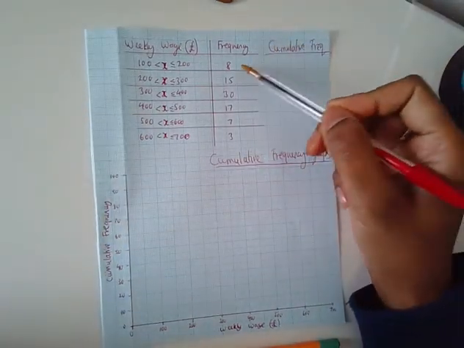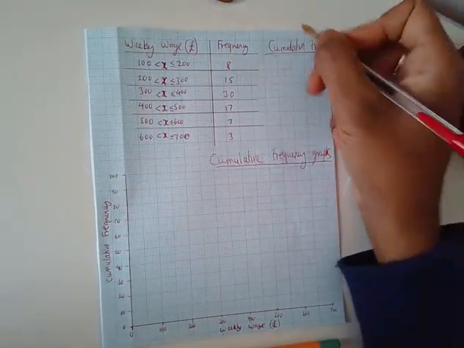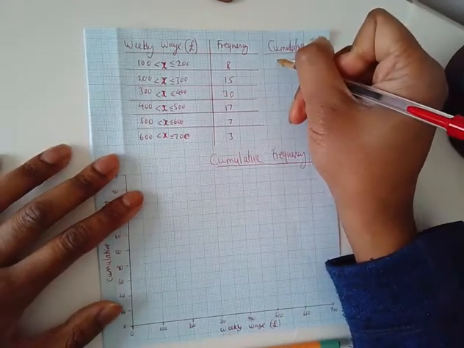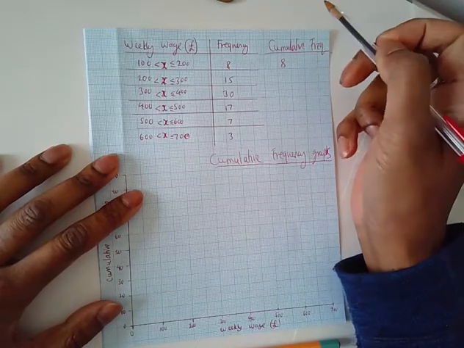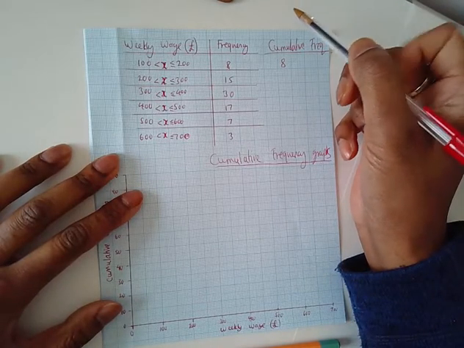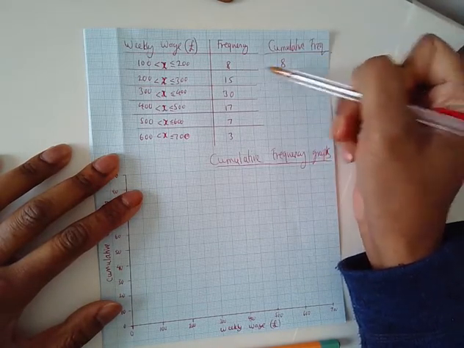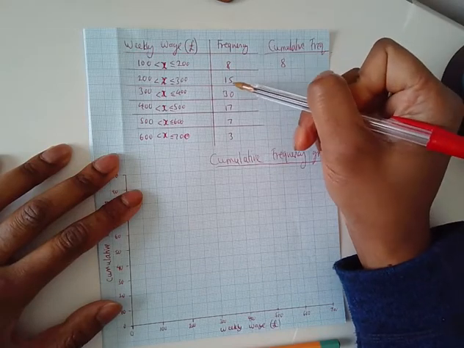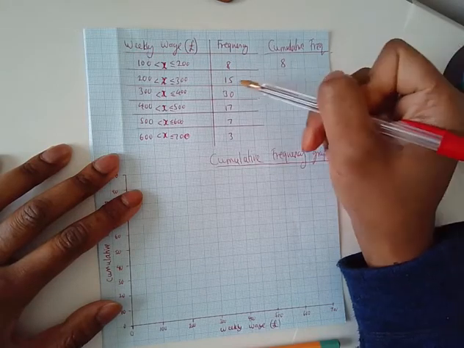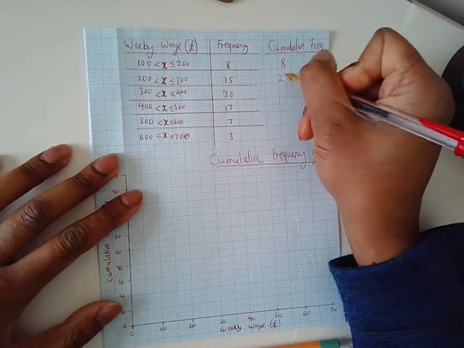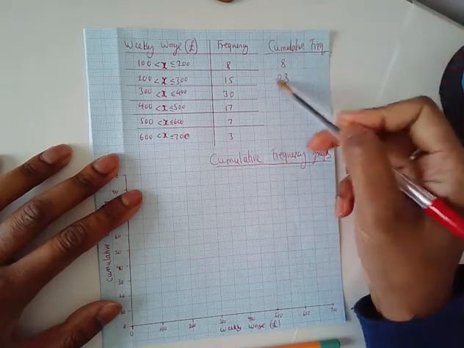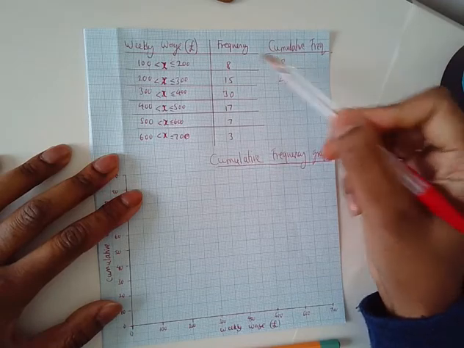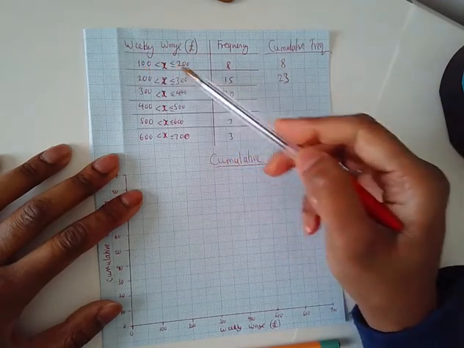So this is how it works. We've got 8 people here. So between 100 and 200 there are 8 people. Now to get this number here, I'm going to do 15 add 8. 15 add 8, 23. So what does that 23 mean? That means there are 23 people between 100 and 300.